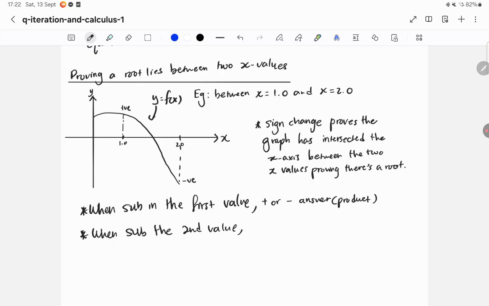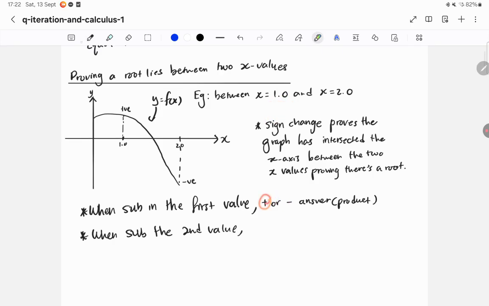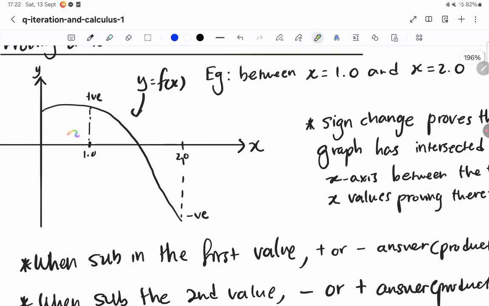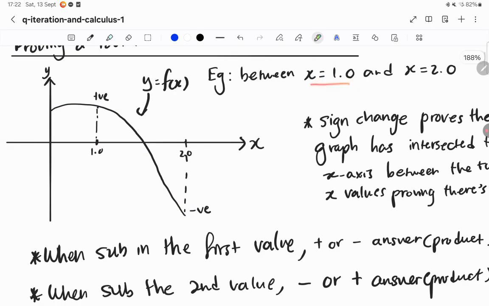What I mean is, if the product of the first value is positive, the second one would be negative. Or if the first one was negative, the second one would be positive. Okay, so over here I've drawn a graph. Let's visualize this. We see this graph y equals f(x). It intersects at a point between x equals 1 and x equals 2.